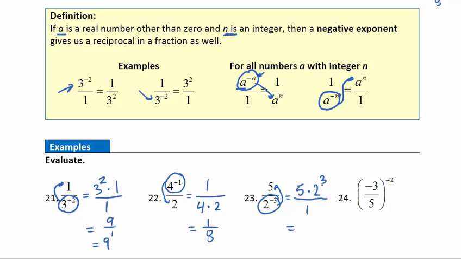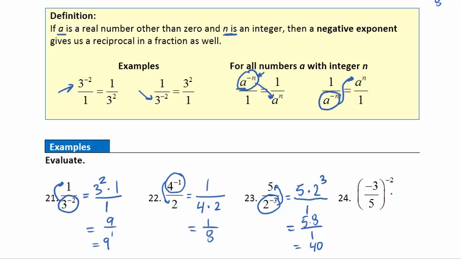So let's see. The denominator is easy. That's 1. The top, let's start by using the exponent here. 2 to the third power is 8. So I have 5 times 8, which will give me 40 over 1, which is just 40 for that answer.